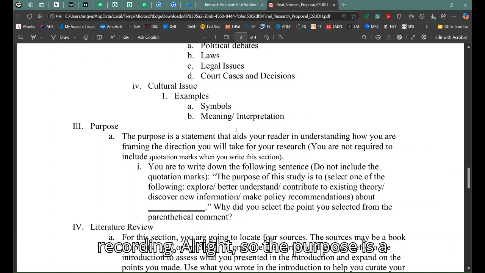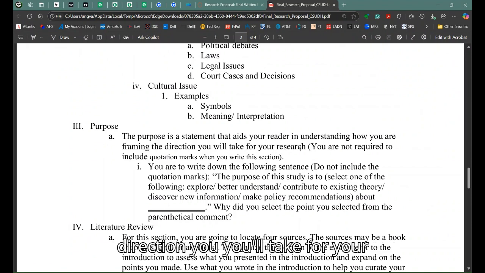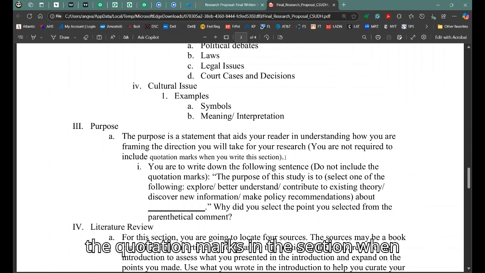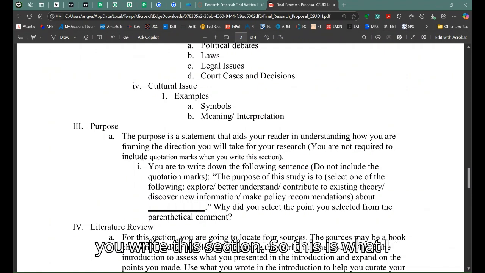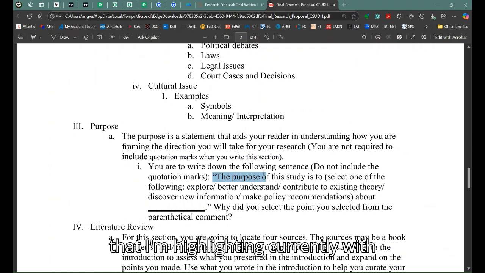All right, so the purpose is a statement that aids your reader in understanding how you are framing the direction you'll take for your research. You are not required to include the quotation marks when you write this section. So this is what I mean. This highlighted part, with the exclusion of the quotation marks, you're going to write this clause out exactly under the purpose. So you're going to write: the purpose of the study is to.